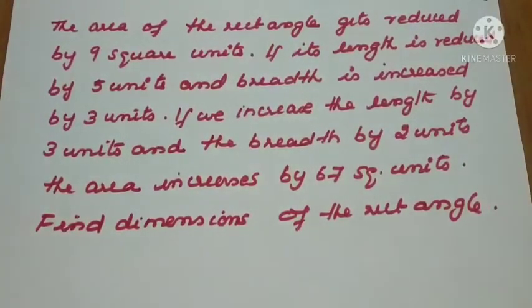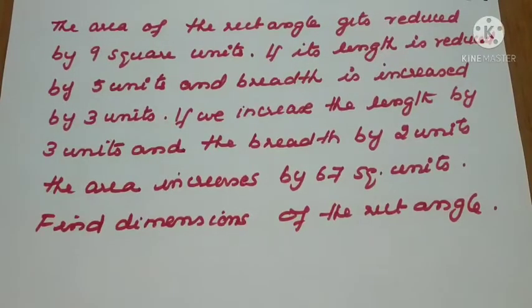Next question. The area of the rectangle gets reduced by 9 square units if its length is reduced by 5 units and breadth is increased by 3 units. If we increase the length by 3 units and breadth by 2 units, the area increases by 67 square units. Find the dimensions of the rectangle. Means length and breadth we have to find out.